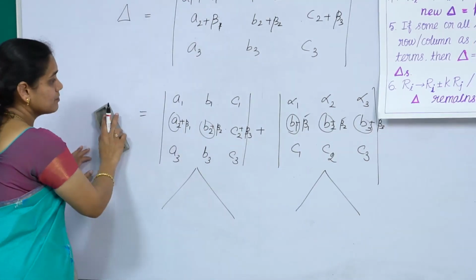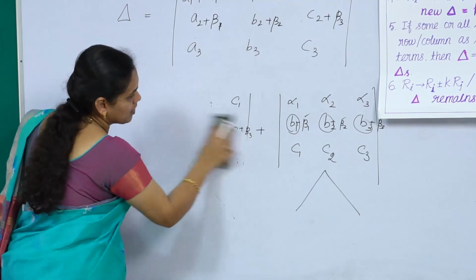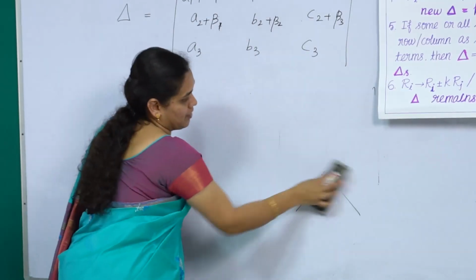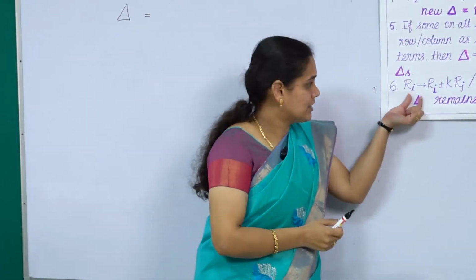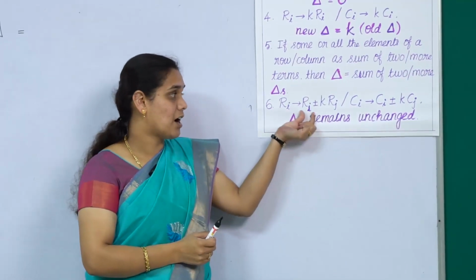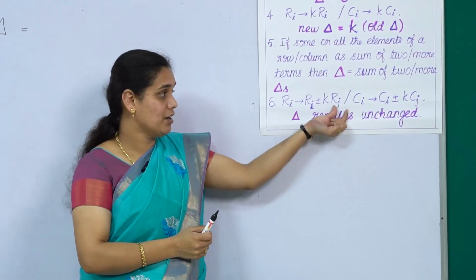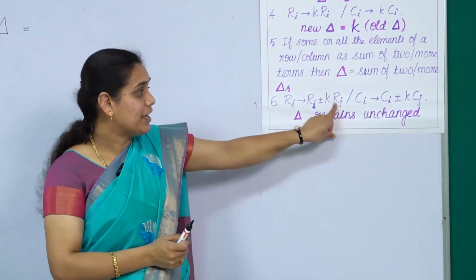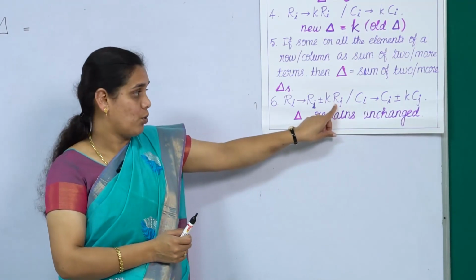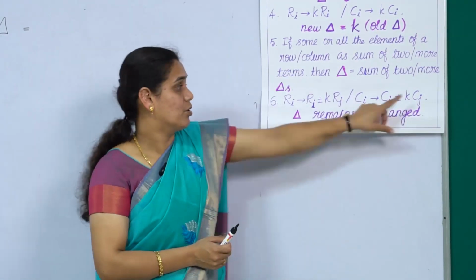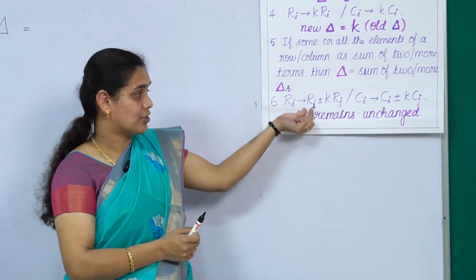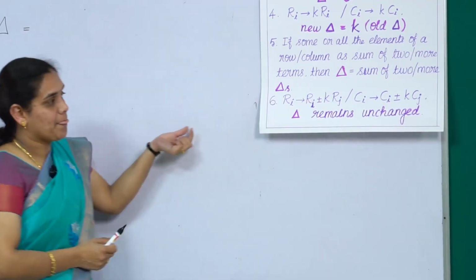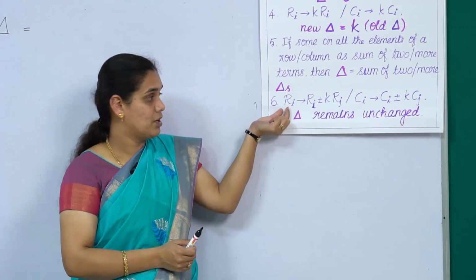Then next, the sixth one is very important. Already you know the operation, how we do it. Ri takes Ri plus or minus k times Rj, and Ci takes Ci plus or minus k times Cj. That is multiplying each element of a row or column and adding with the corresponding elements of Ri or subtracting it from it. Then that goes to the Ri row.